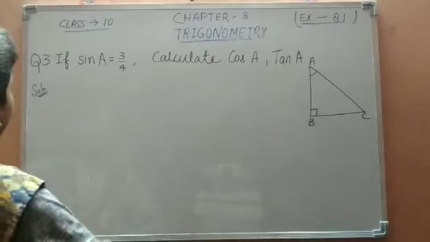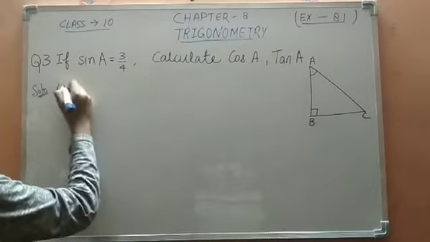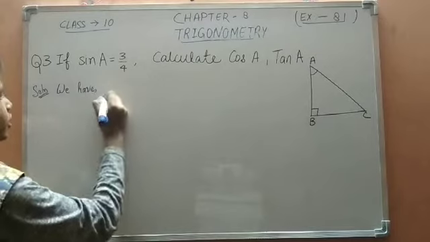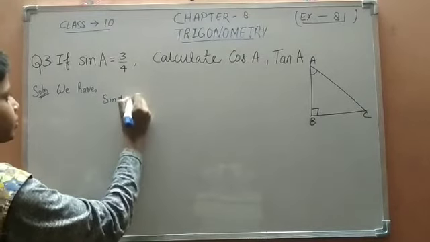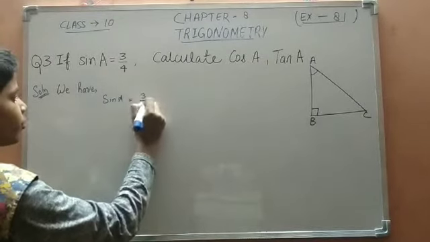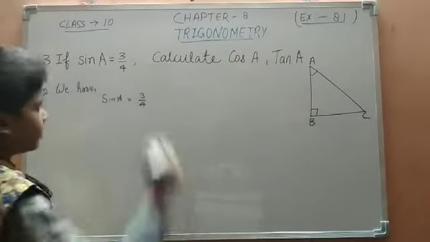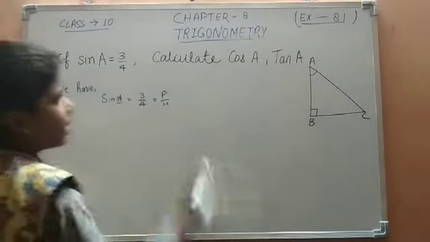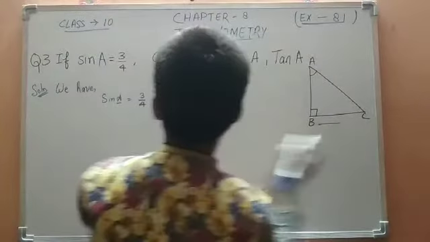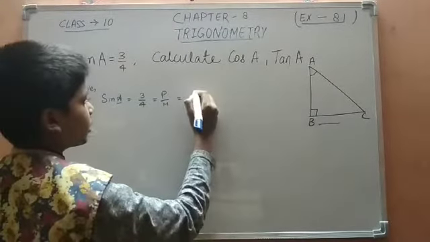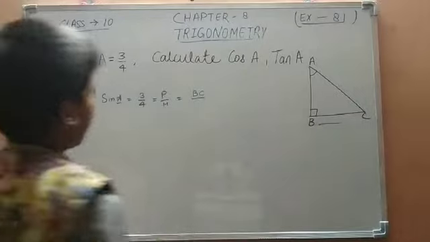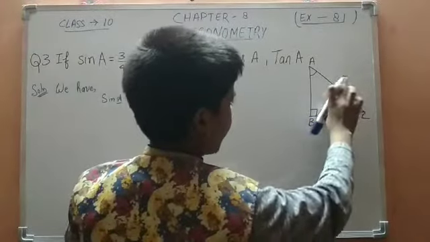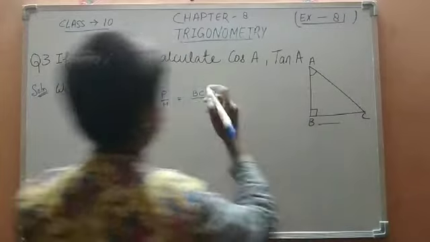So we have given that sin A is equal to 3 upon 4. We know the identity of sine, which is P upon H. For angle A, the perpendicular is BC. And the hypotenuse is always the largest side, or the side opposite to the right angle, so which is AC.